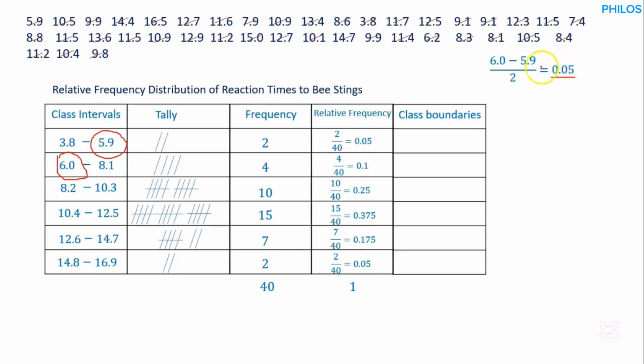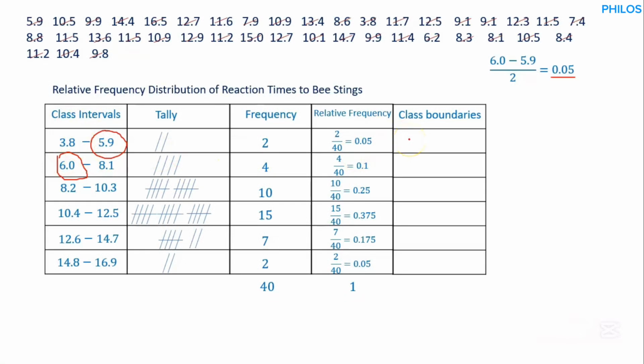So this 0.05 is the class boundaries adjustment or class boundaries correction. If you take 8.2 minus 8.1 divided by 2, you still get the same 0.05. Now, we are going to be robbing it from Peter to pay Paul, as I always say: the lower class is Peter and the upper class is Paul. So let's deduct the 0.05 from Peter, which is 3.8.